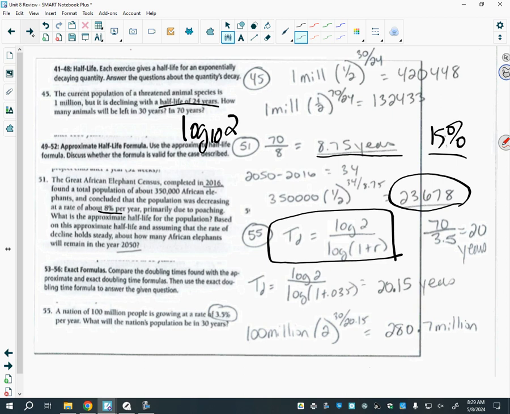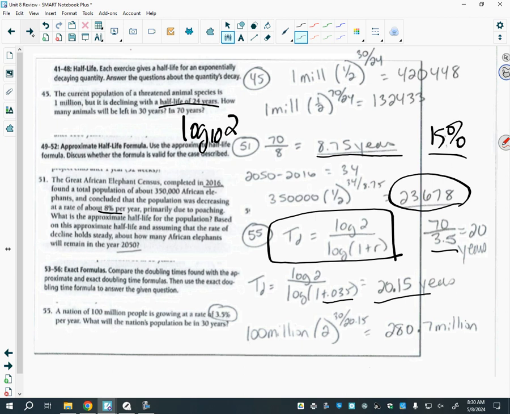And so 55 says compare the doubling times with the approximate doubling time. So they want you to do both. So if you do the approximate, you just do 70 over 3.5 and you get 20 years to double. If you do the exact doubling time, you get 20.15 years. That's pretty close, right? If you get really crazy different answers, especially if the percent is less than 15%, I would go back and check your math. Also, notice, we talked about this, that in the approximate formula, you don't change the percent to a decimal. Like, you leave it at 3.5, like 3.5%. But in the exact formula, you have to change it to a decimal. So maybe you could even write an example out like that in your paper.